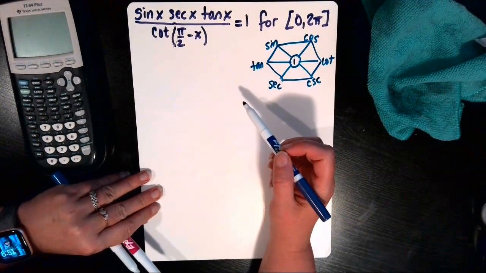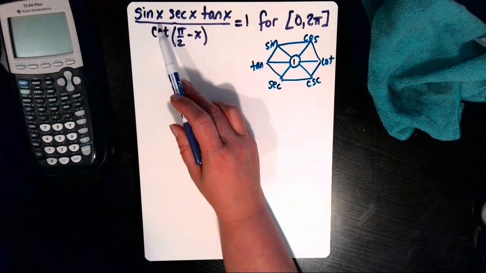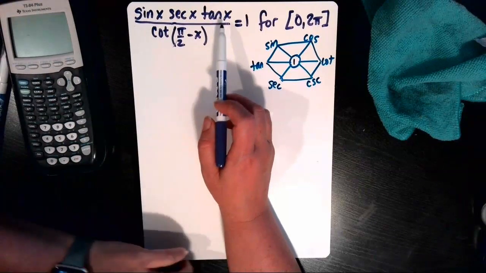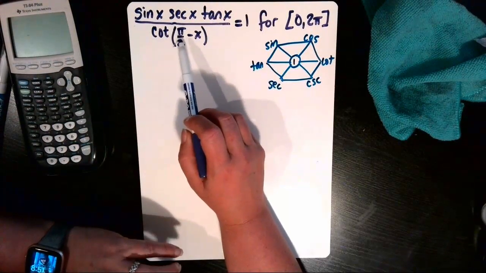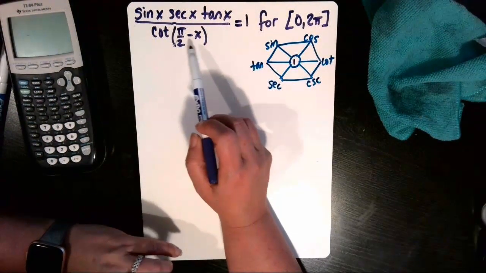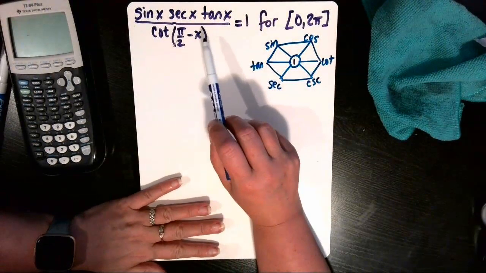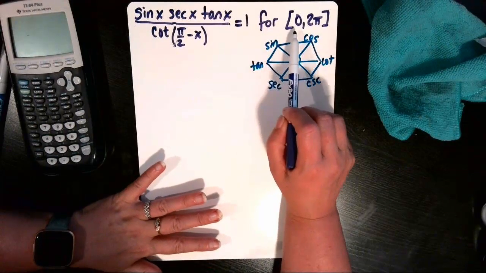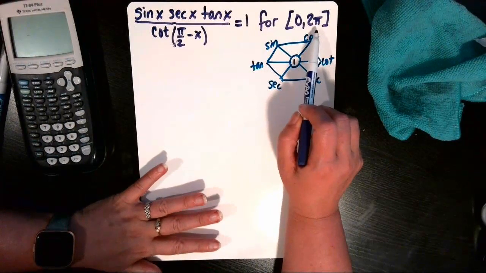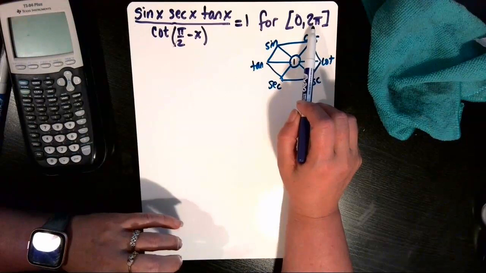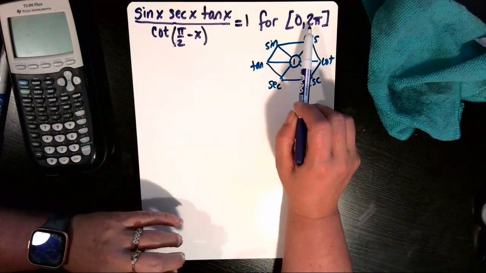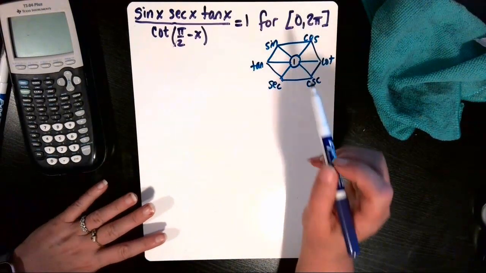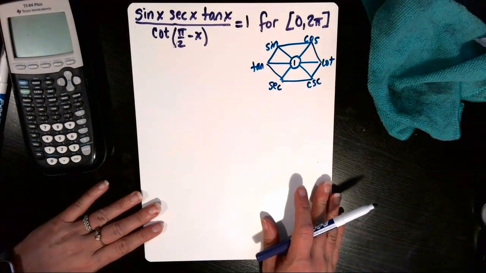So in this video, we want to solve the trig equation sine of x times secant of x times tangent of x, all divided by cotangent of the quantity pi over 2 minus x. And we want to find all the angles that satisfy that equation for the interval 0 to 2 pi inclusive. And that 2 pi tells us that we want to find these answers in radians, not in degrees, and for one lap around the unit circle.